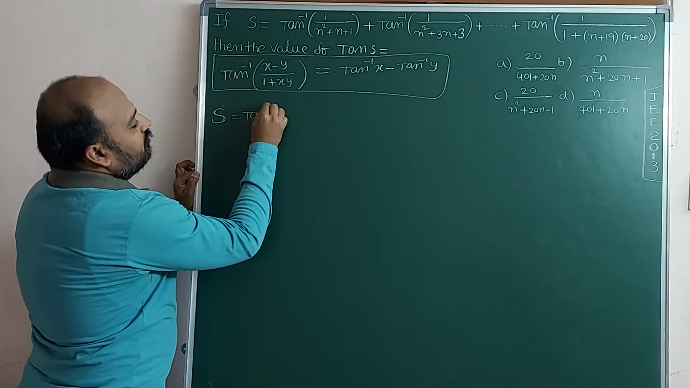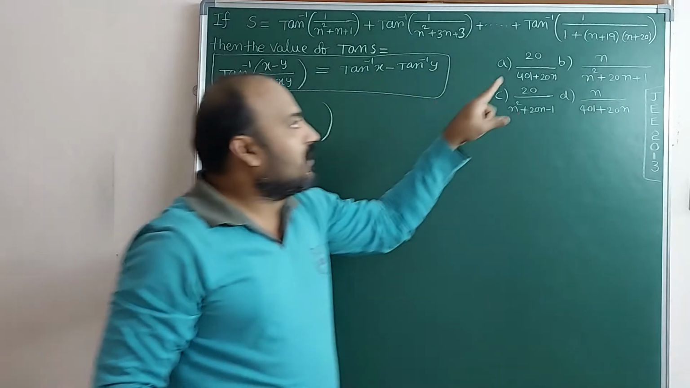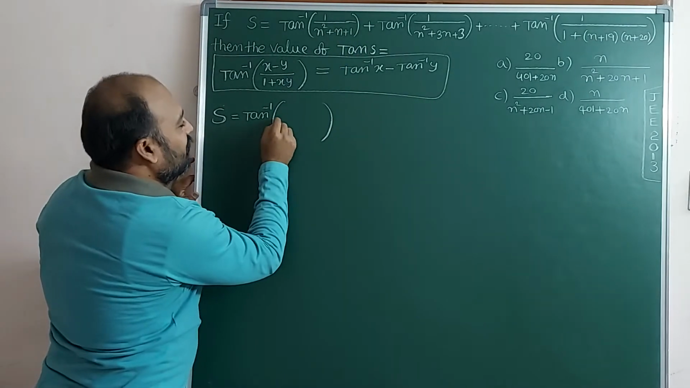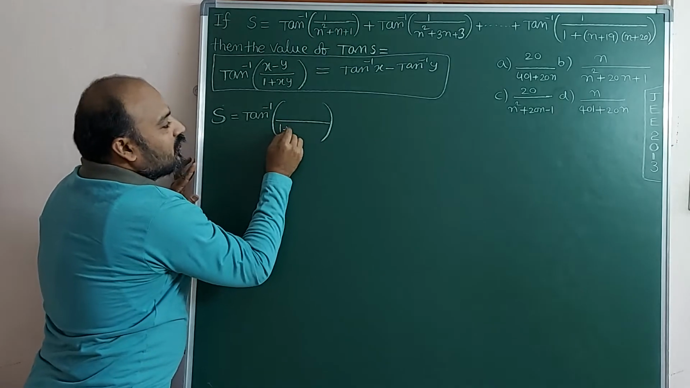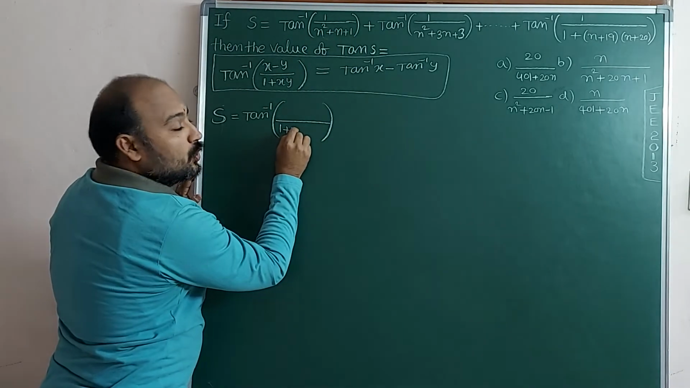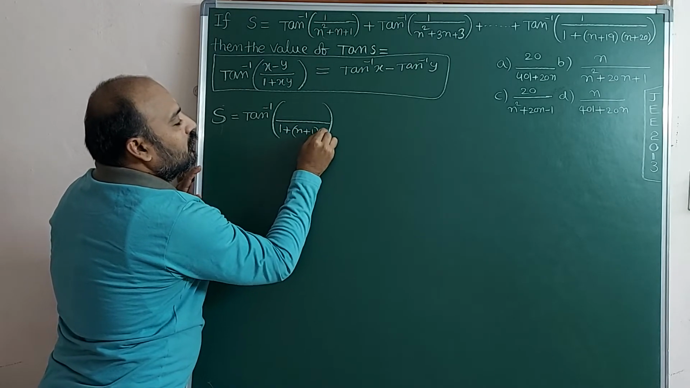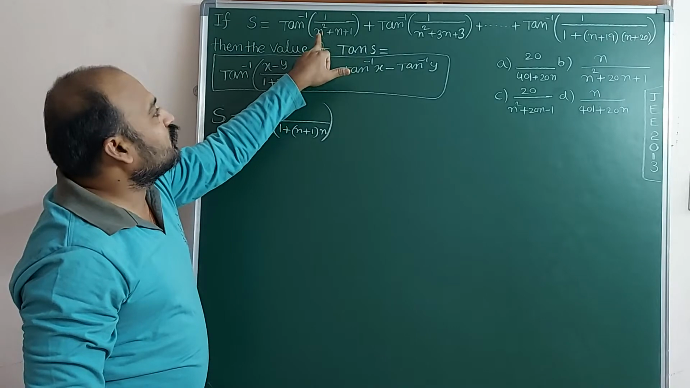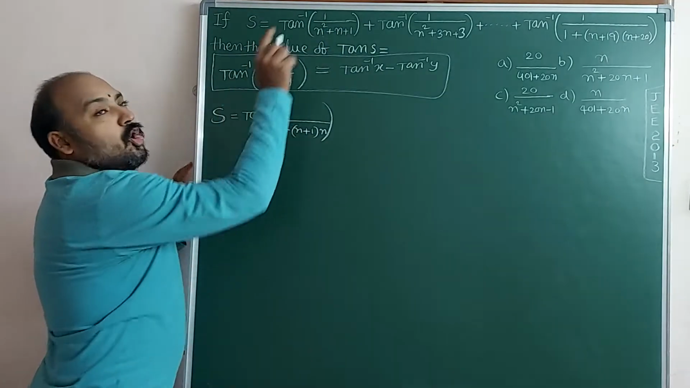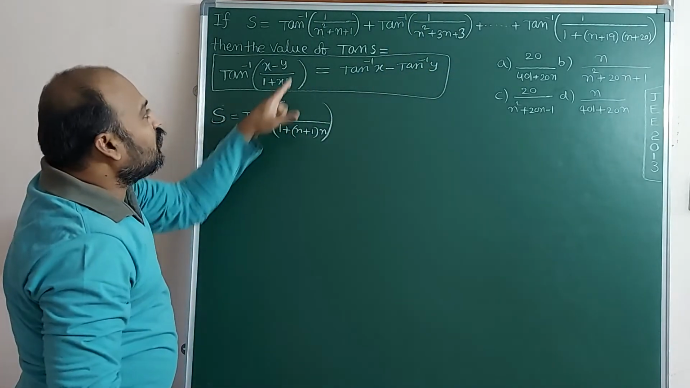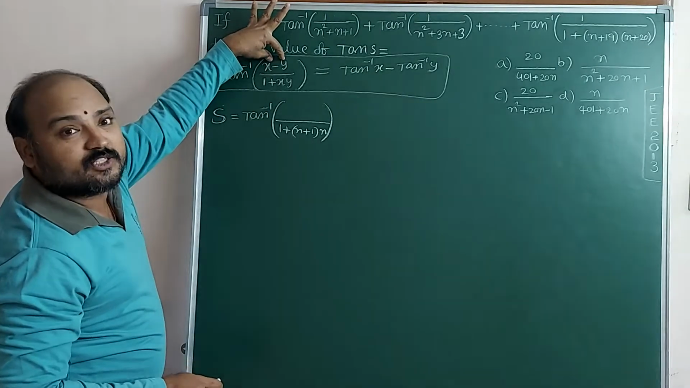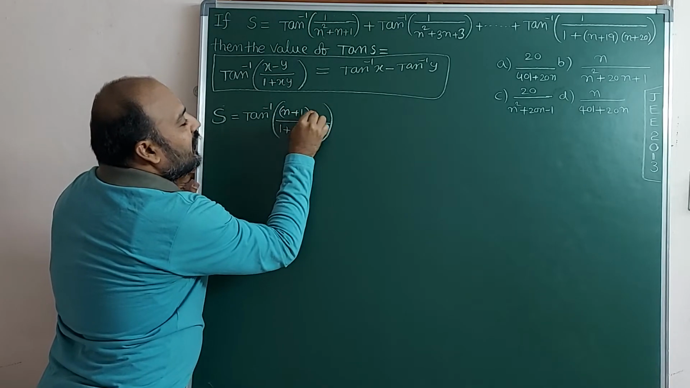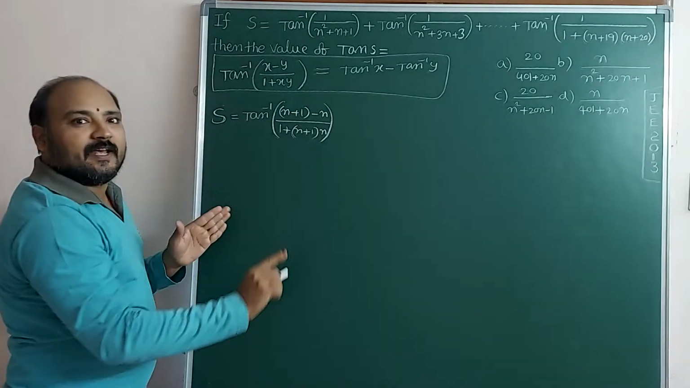So I am writing S equal to tan inverse of, like the last term in this series, I want to get 1 in the denominator. Here 1 is already there in the denominator of the first term of S. From these two, I am taking n common, so n plus 1 into n. N square plus n, n I am taking common, so n plus 1 into n. Obviously, in every numerator 1 is there, and that 1 can be expressed in the form of x minus y in terms of n and n plus 1. So we can write n plus 1 minus n. Minus n plus n gets cancelled, 1 only will come.